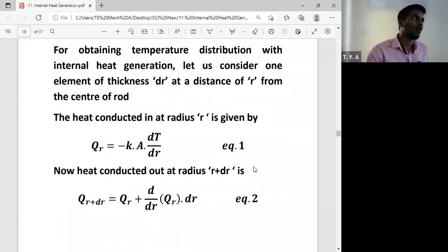And heat conducted out from that particular element is denoted by Qr plus dr. You can mention it in the diagram also.